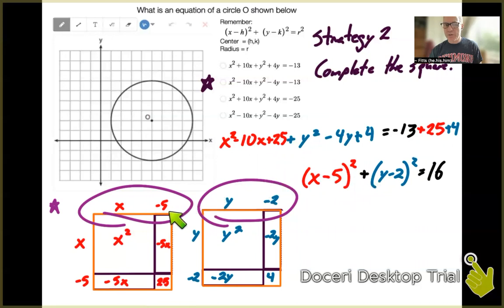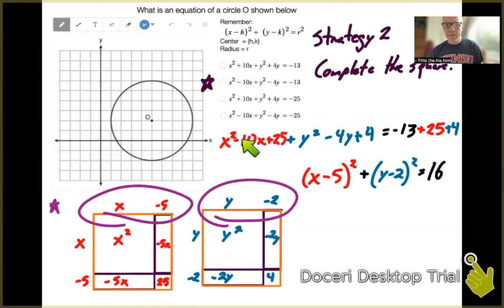So I just wanted to show you the area model because you don't have to do any factoring. It gives you the factored form already. So there's my y minus 2. There's my x minus 5. There you go. And once you get used to doing this, you'll see the pattern.